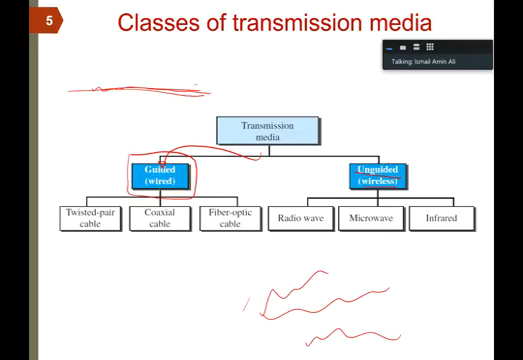So the guided media, we can classify them into twisted pair, coaxial, and fiber optic. And the wireless, we also have different technologies. We have radio, microwave, and infrared. We'll be studying these media in this lecture.